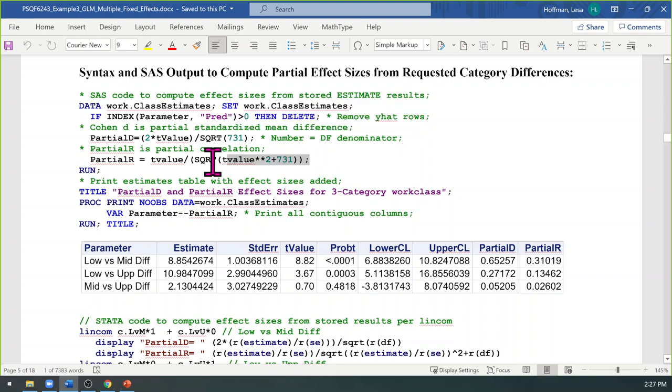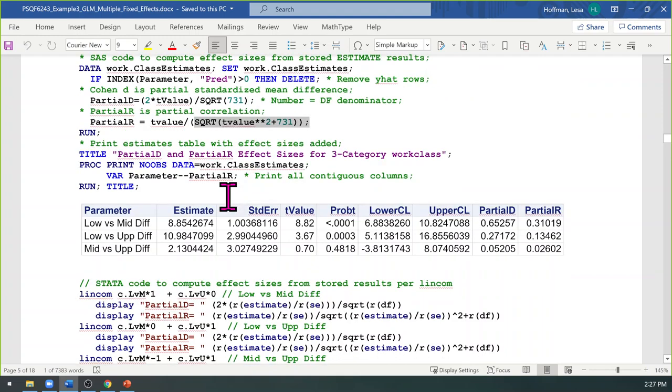And you can make an R too if you want, but I didn't ask for it in this assignment. I just wanted you to have an example of how to do it. Okay, so SAS users, does that help?